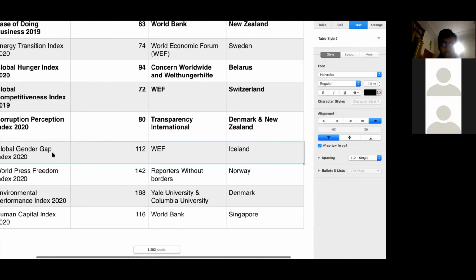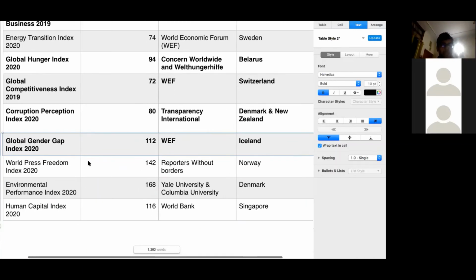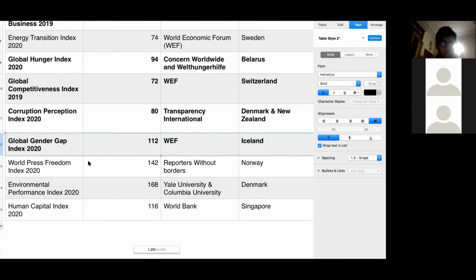This is again published by the WEF. India is ranked 112, which is, to be honest, a very hopeless ranking. India, in terms of reducing the gender gap, that is in terms of providing equal opportunities and allowing women to enjoy equal rights, India has a long way to go in that. India is ranked 112, whereas the number 1 ranked country is Iceland.